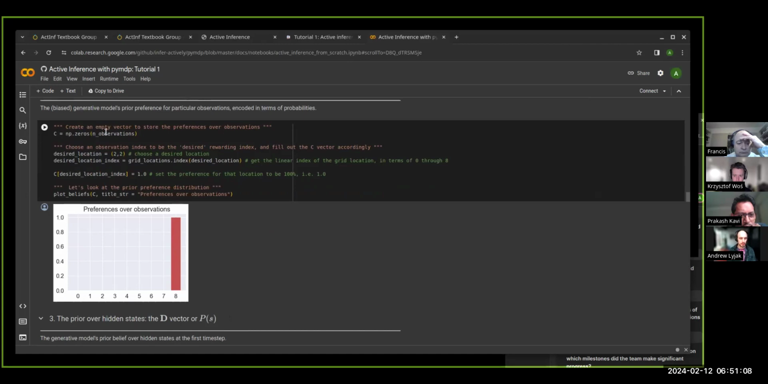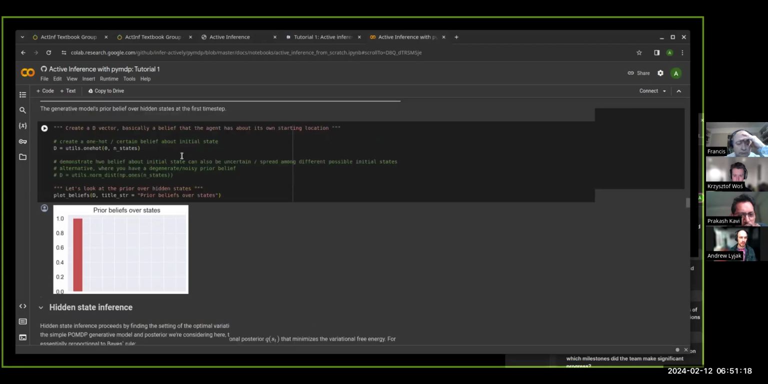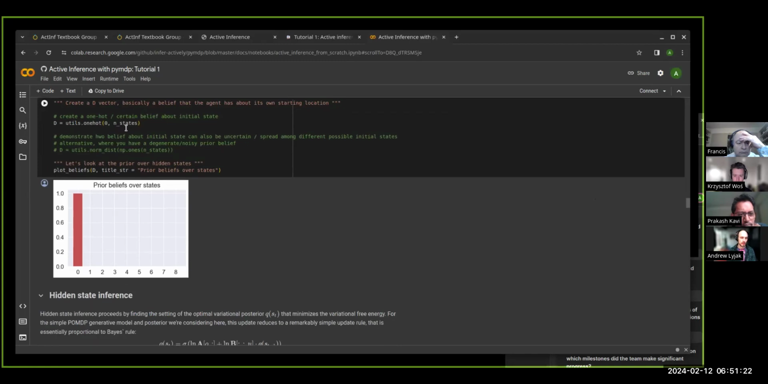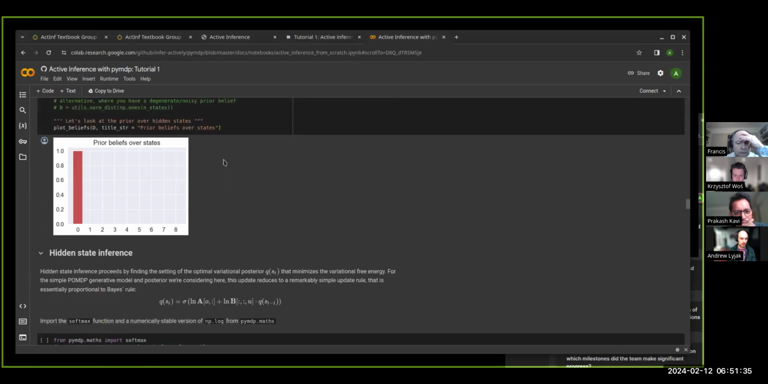Then C, they zero it out. C has the same length as observations because it's a distribution over observations. And here it's given a value of 1 for 8 and 0s for the rest. And then D has a length of the number of world states. And it's a distribution over world states. And so here it starts 100% of the time in state 0. And that's just how it is. So that's the ABCD specification.